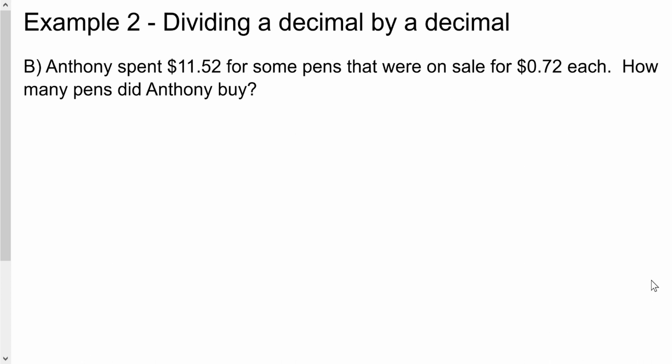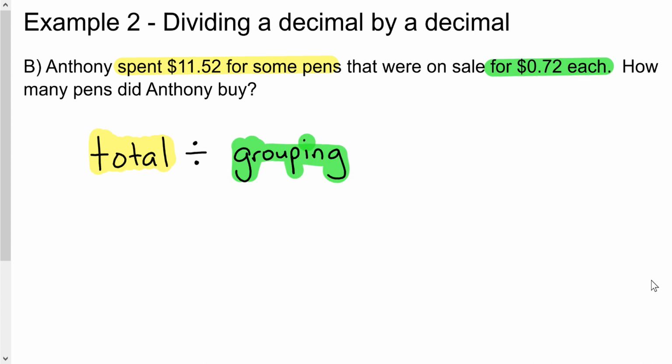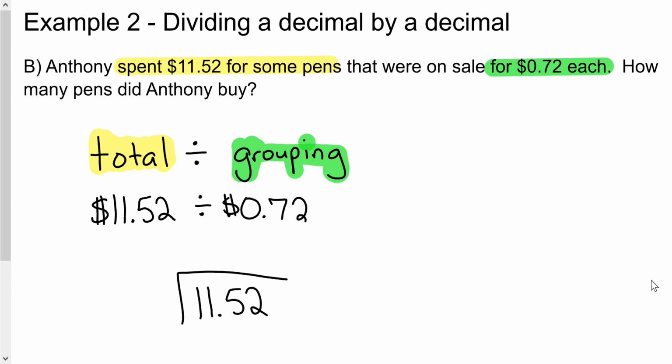Here's the last example part right here. Anthony spent $11.52 for some pens at a store that were on sale for about 72 cents each. And there's that keyword each, so that's going to be the grouping number, you know, total divided by grouping. So it's going to be 11.52 divided by 72 cents. Let's go ahead and slip that into the division box for ourselves. This time I'm going to leave the dollar sign out. 72 cents goes on the outside, and I'll leave the dollar sign out there too, because again, sometimes I put it in, sometimes I don't.